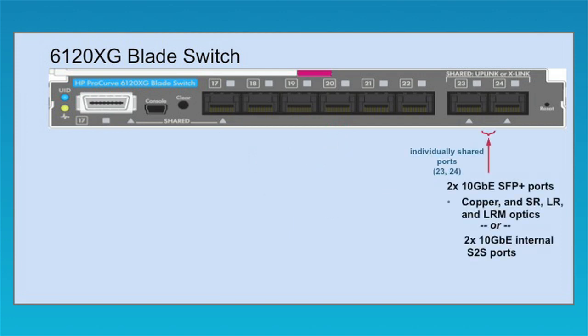2 10 gigabit Ethernet SFP+ ports. Individually, the 2 ports labeled 23 and 24 can be used as either external 10 gigabit Ethernet SFP+ ports or internal 10 gigabit Ethernet switch-to-switch crosslink ports. Please note, the external SFP+ ports 23 and 24 always have precedence over the internal switch-to-switch port.